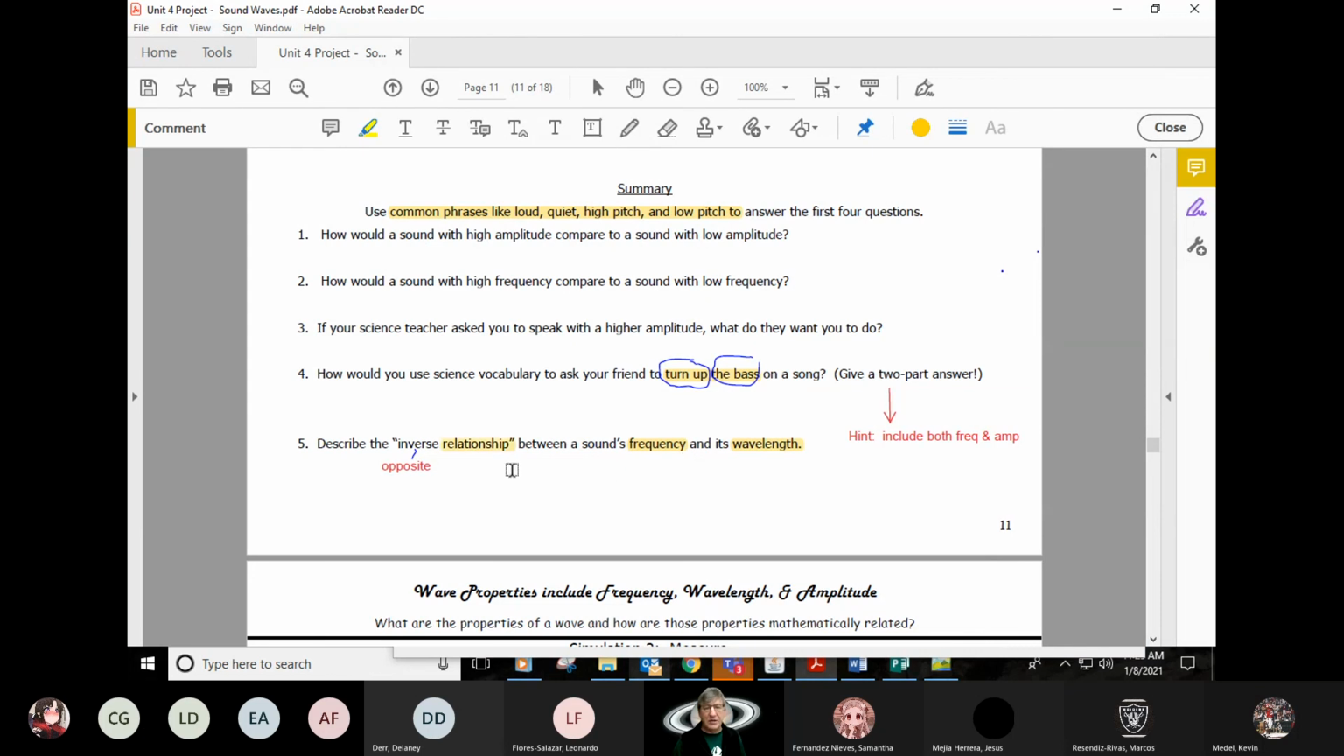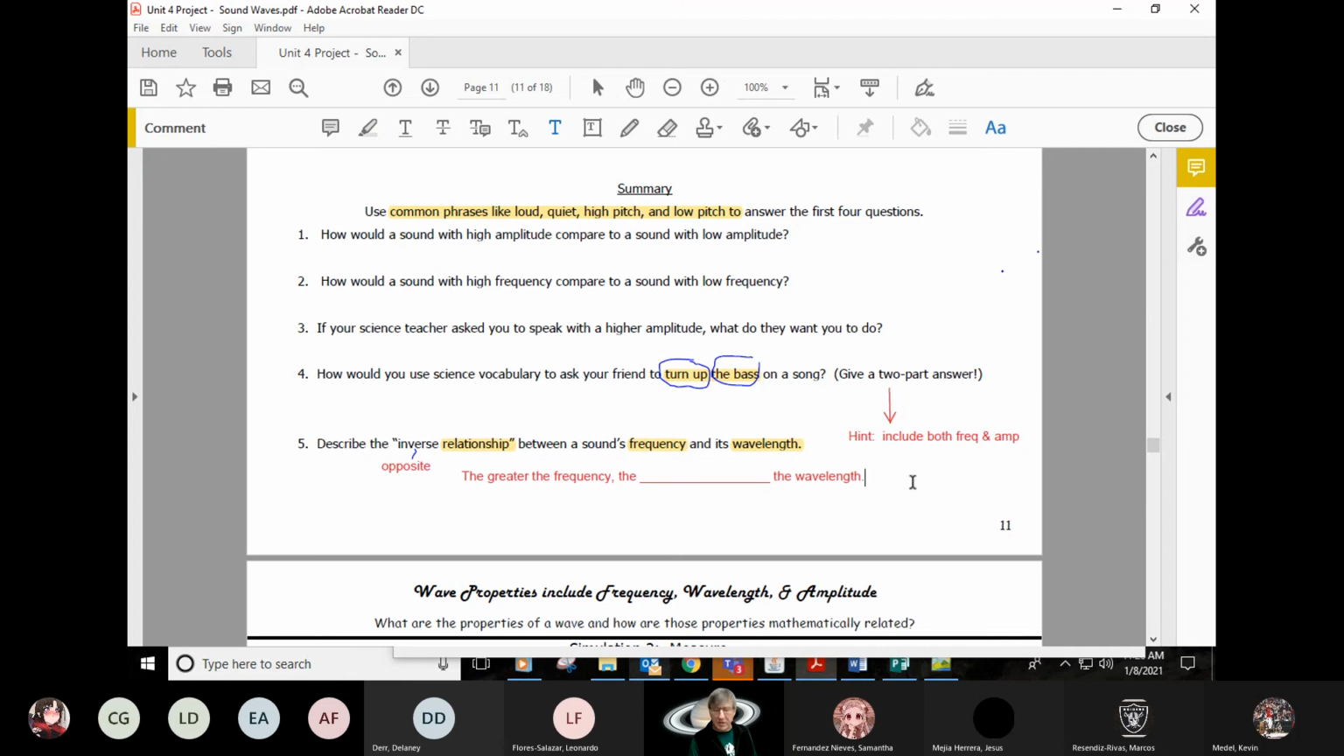So you could do something like this. Oops, I need to go here. You could start off your description something like, the greater the frequency, the what happens to the wavelength? And you could think of it as smaller and larger too.